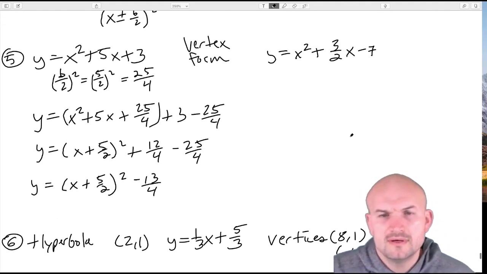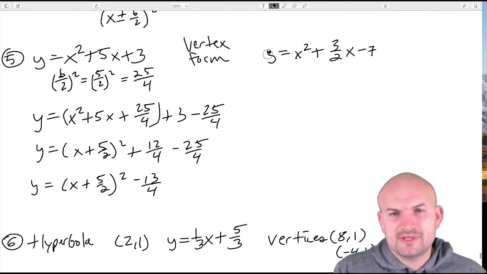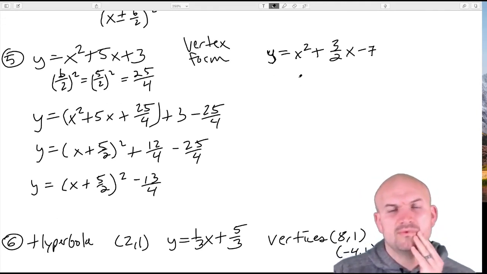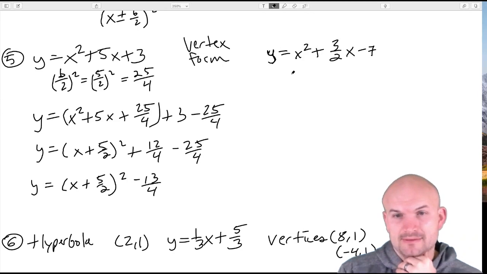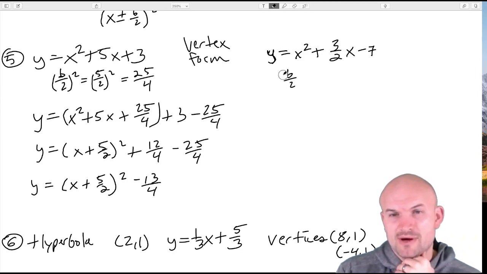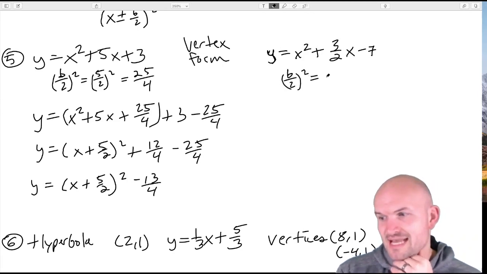All right, the next example here, y equals x squared plus 3/2 x minus 7. Again, first thing we're going to do is take my b divided by 2 and square it. So b in this case is not that nice.